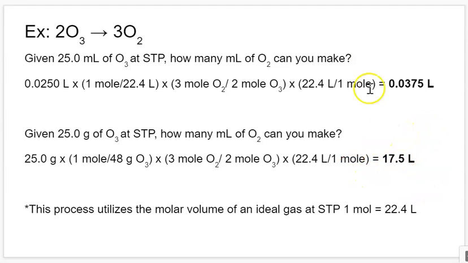And I'm now realizing that both of these questions asked for milliliters. So this one would be 37.5 milliliters. And this one, since that's 17.5 liters, that'd be times 1,000. So that'd be 17,500 milliliters.